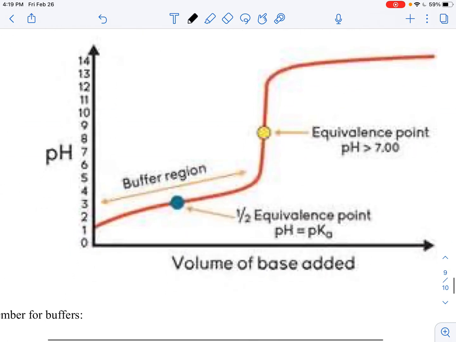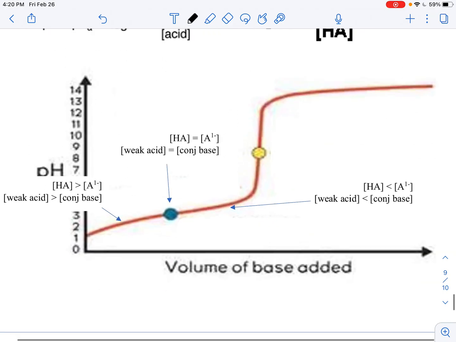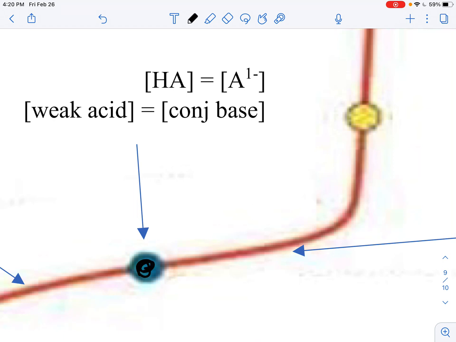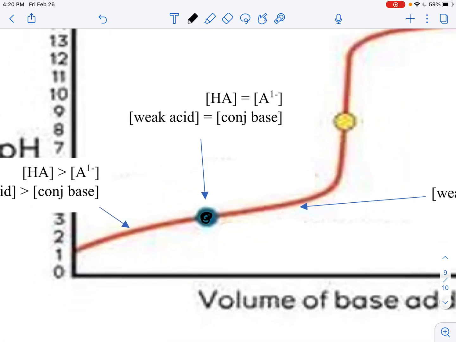Now, one last thing about this then, what's so important is that if this is the buffer region, and if this region right here is the halfway where the acid and the base are equal to each other, then we can make some obvious judgment calls about what's happening here versus what's happening here. So check it out. If this spot here is where the acid and the base are equal to each other, see that there? They are equal to each other. Then what's happening here in this section here?